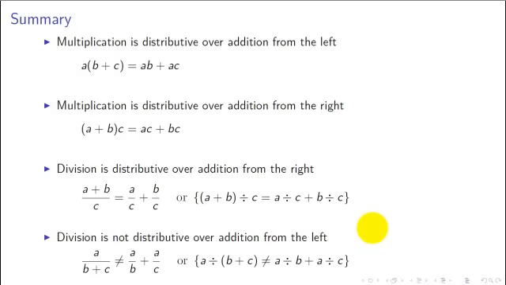If you remember this, everything would be okay, because multiplication is distributive over addition from the left, multiplication is distributive over addition from the right, and division is distributive over addition from the right. So there are 4 possible cases, and we have only one case in which the distributive law does not hold, and that is: division is not distributive over addition from the left.